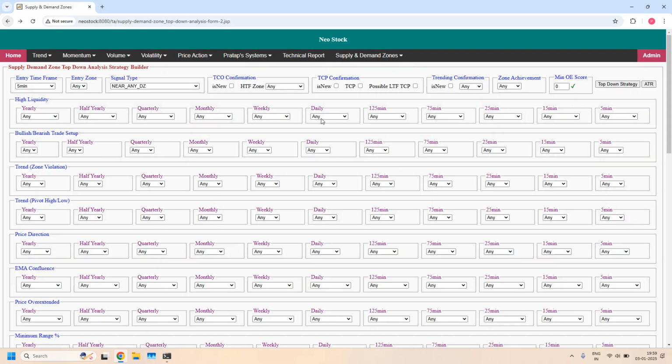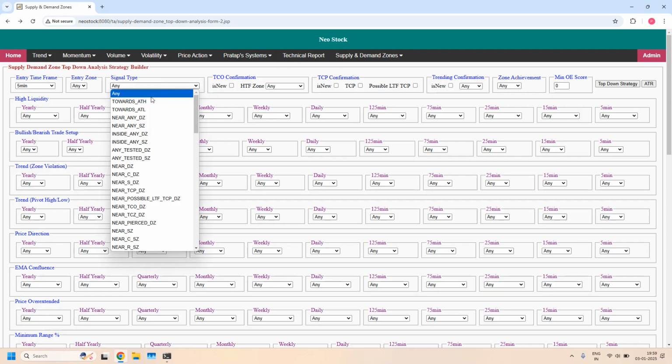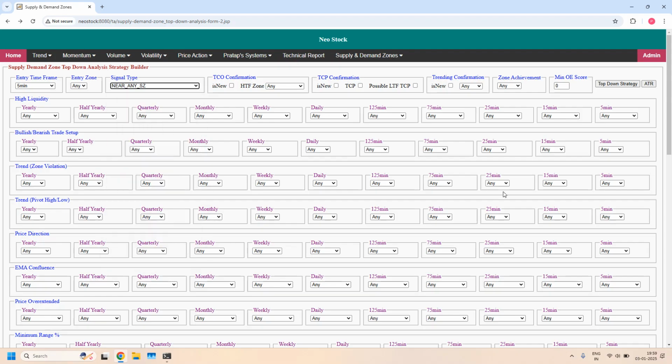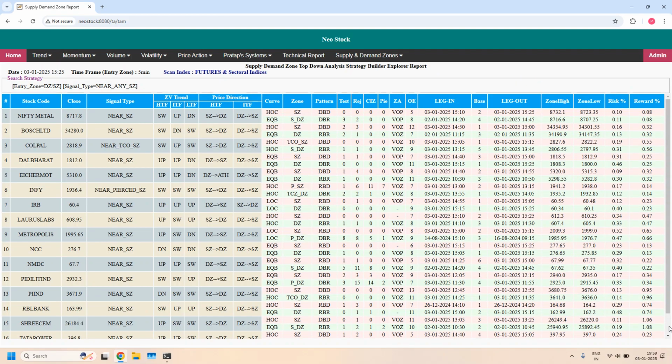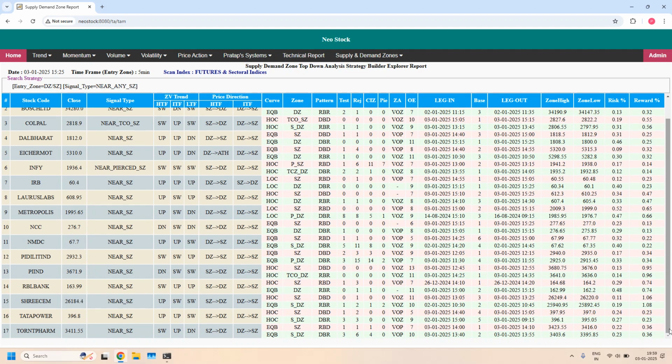Okay, next, 5 minutes time frame. Stocks near 5 minutes supply zone. First 15 stocks in the list. I am scrolling the list down. So total 17 stocks are filtered where price is near to the 5 minute supply zone.